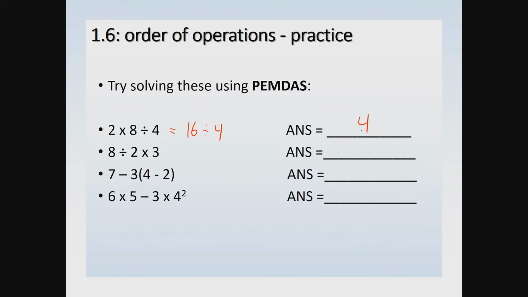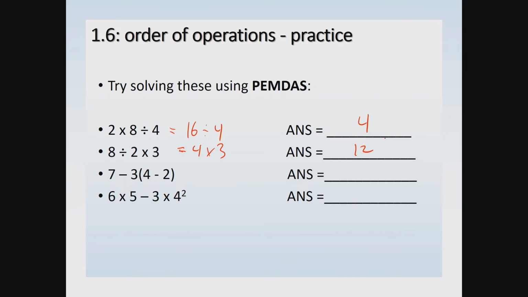Okay, the next problem, you have 8 divided by 2 times 3. Again, when you have multiplication and division, you do the one that comes first. So here you're going to take 8 divided by 2, because that is first from left to right. That is 4. And then you multiply by 3. So the answer should be 12.